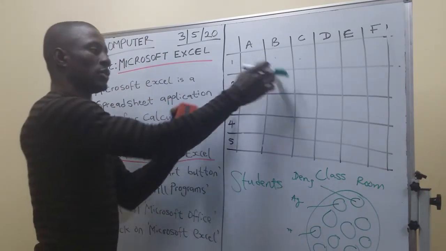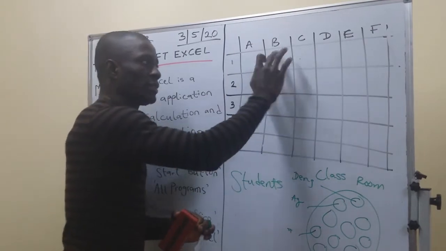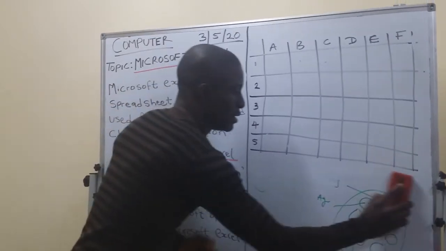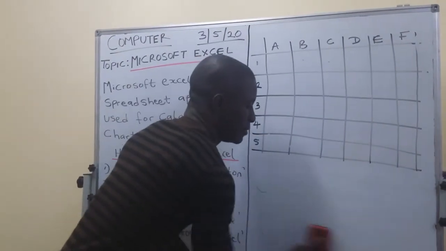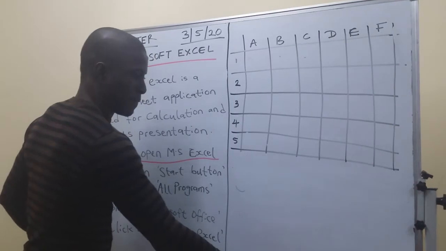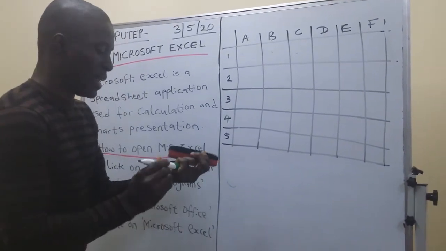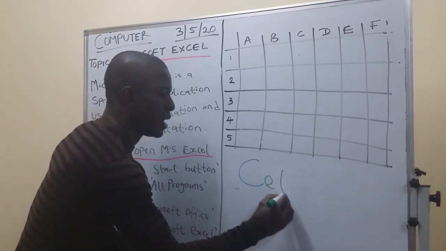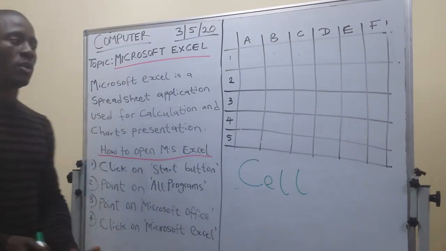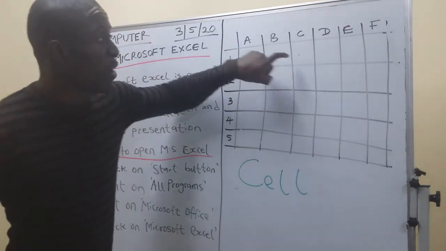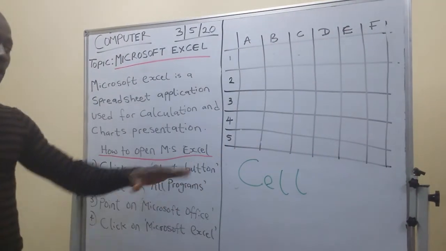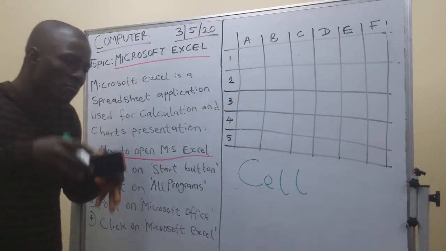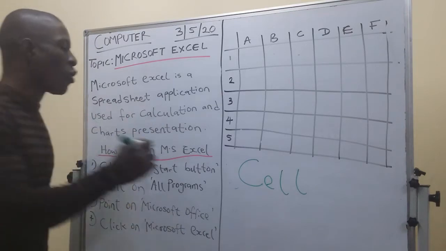Good. Now let's come back to this. These collectively are called cell. I spell it: C-E-L-L. Cell. That is the collective name of all these boxes you are seeing here. You don't call them box, you call them cell. And they also have their individual names. So we are coming to that.